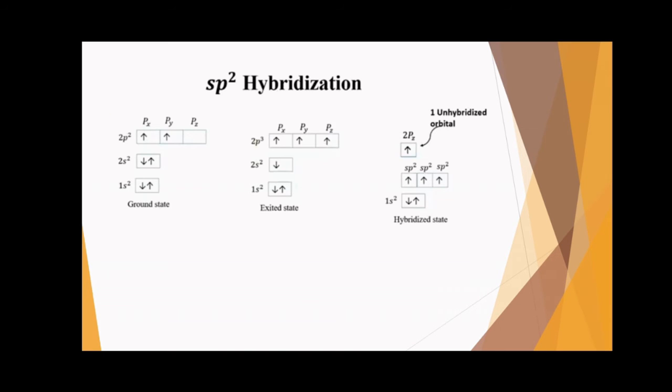Come to the second type of hybridization, that is sp2 hybridization. Again, you can see the ground state of the carbon atom as we discussed earlier. Again, one electron of 2s is promoted to a 2p orbital to form the excited state of the carbon atom. Now, as we are studying sp2 hybridization, in this type one s and two p orbitals combine and form 3 sp2 hybridized orbitals of the same shape and energy, and the 2pz orbital remains unhybridized.